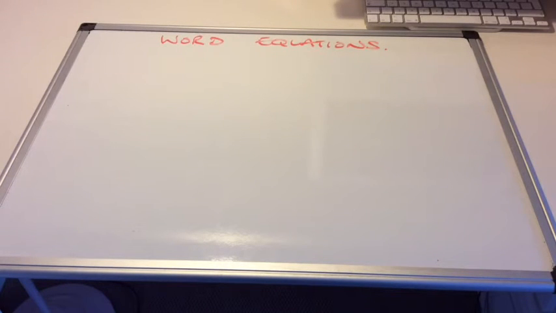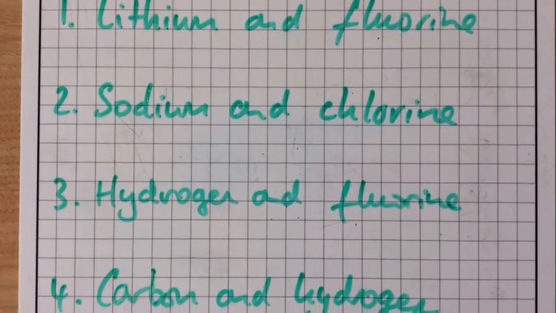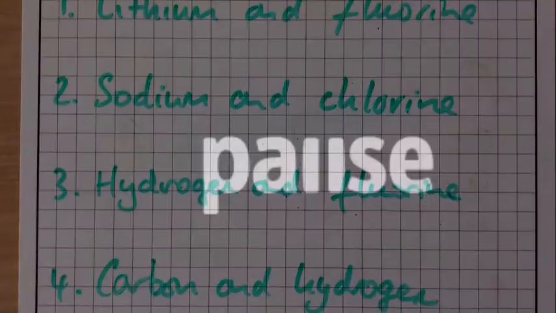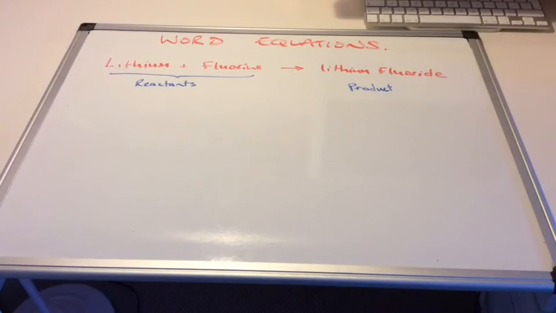So if you'd like to have a go at writing word equations for those 4 combinations, pause the video and then I'll go through the answer. So there's the first one. Lithium and fluorine combine together to make the compound lithium fluoride.